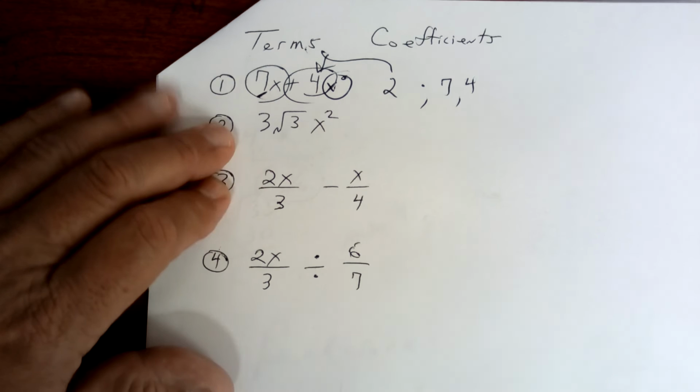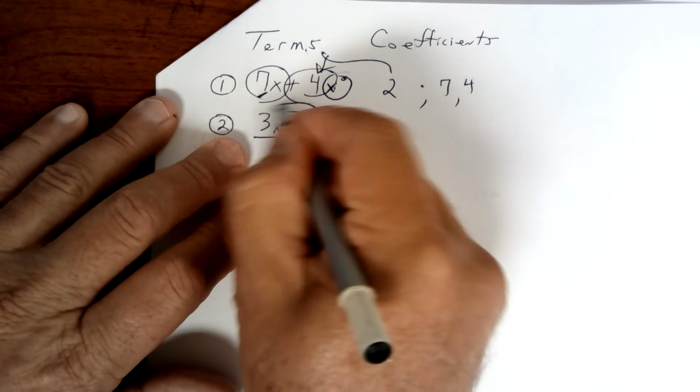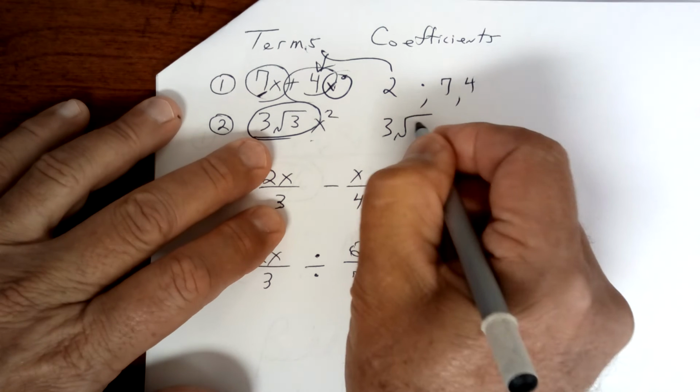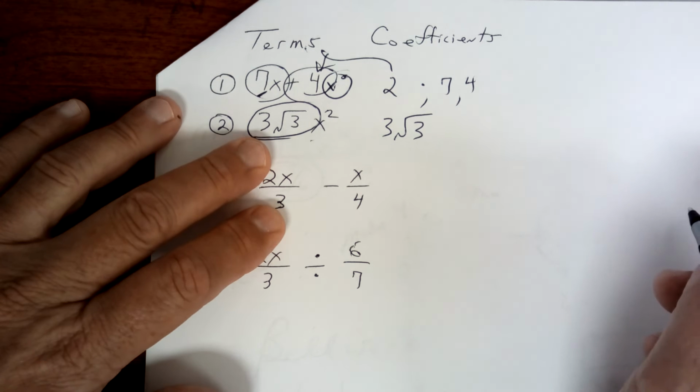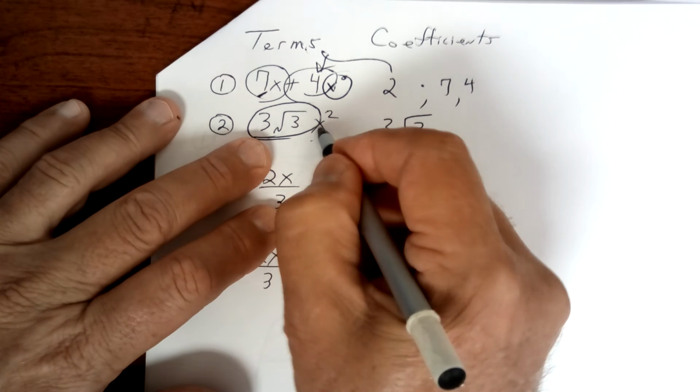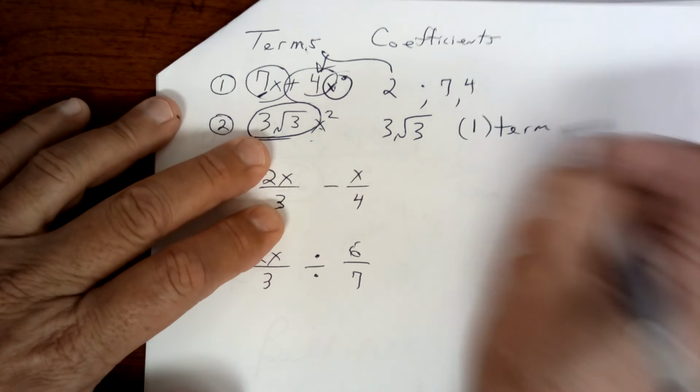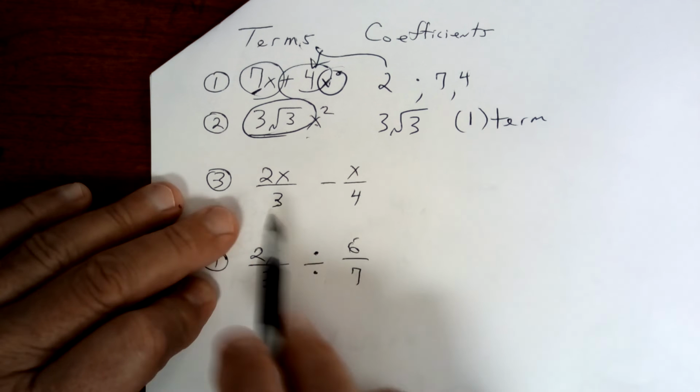This one right here, the coefficient is the number in front. So it's going to be 3 square root of 3. That's your coefficient. And the term here is only 1 term, so it's a monomial. Okay? This one is a binomial.